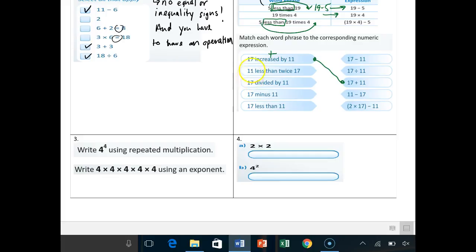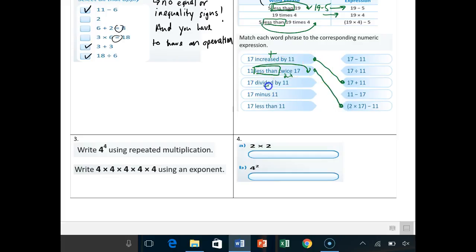All right? 11 less than twice 17. So again, this is that "less than," so 11 goes on the end of that, and twice 17 is just 2 times. So we're looking for 2 times 17 and then minus 11, right? Which is this guy all the way down at the bottom. Again, that "less than" at the end of it.